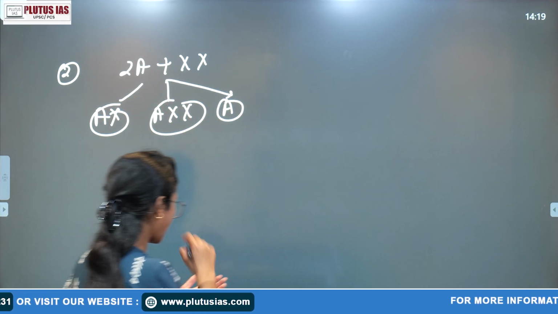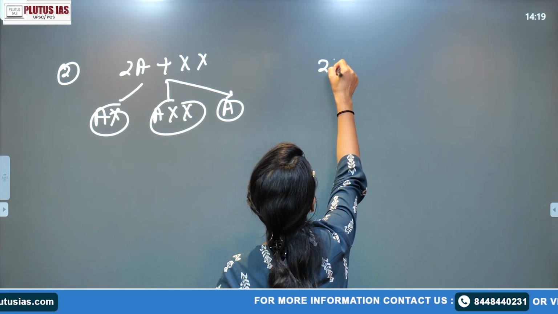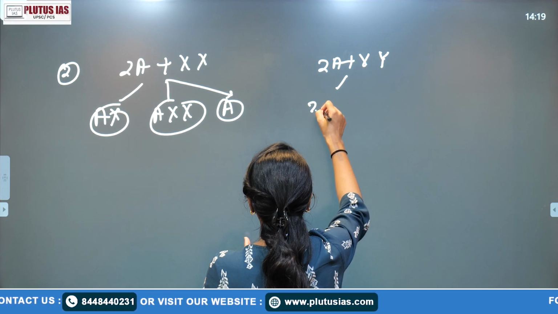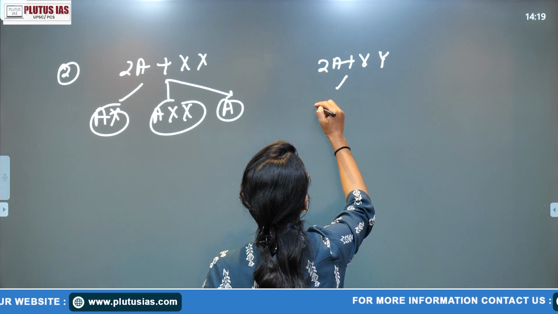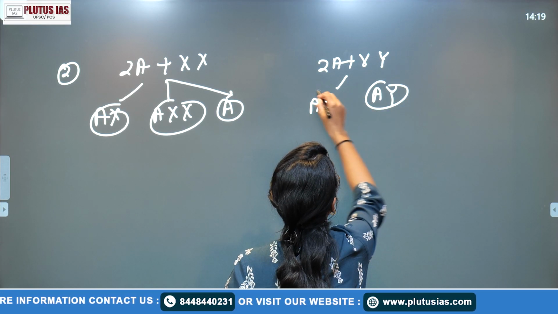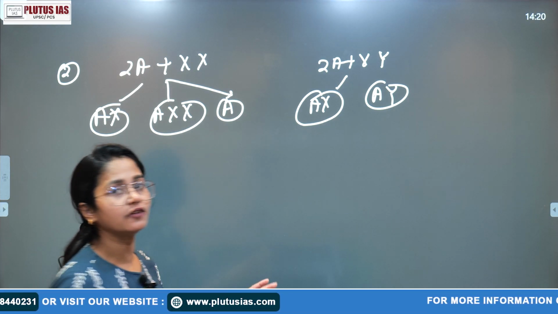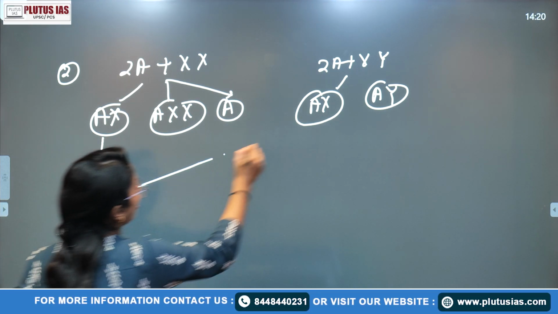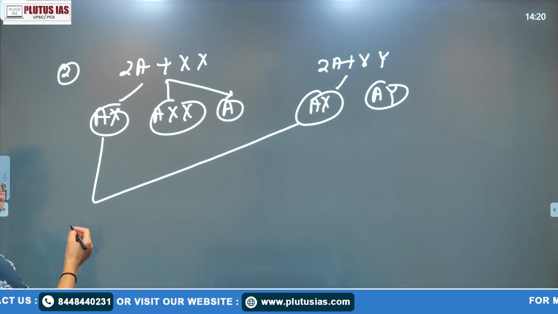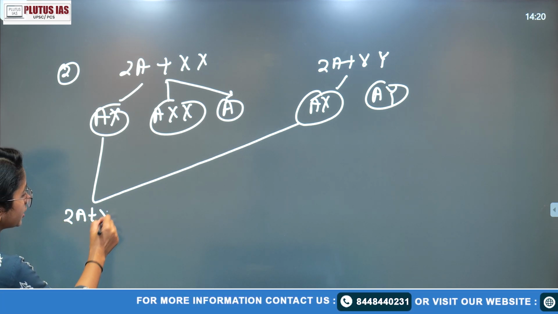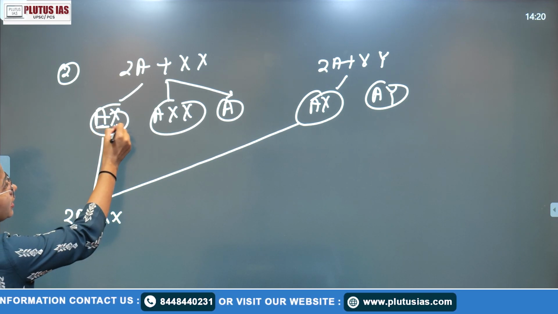Okay, then here again in 2a plus xy we are forming only two gametes, that is ax and ay. Let's go, now to prove the second point we'll do this chart formation. How? So if I say if we mate this and this, what will be the formation? The formation will be 2a plus xx, right?